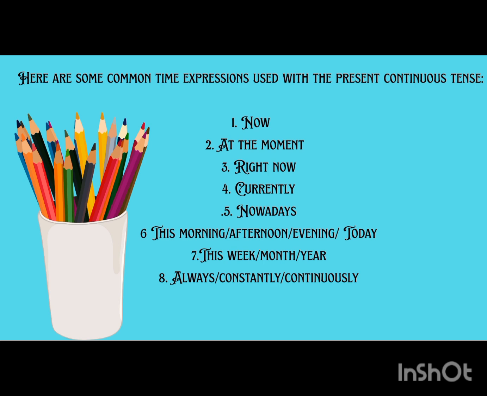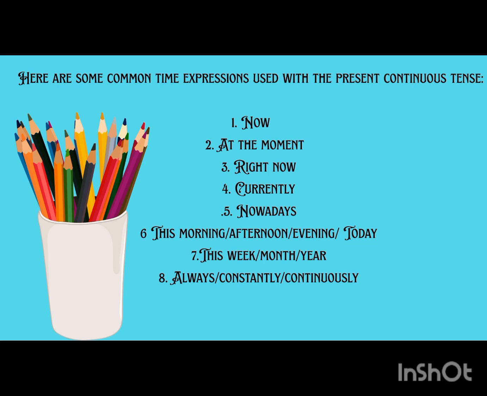Here, students, some common time expressions which are used in present continuous tense. For example, now, at the moment, right now, currently, nowadays, this morning, afternoon, evening, today, this week, month, year, always, constantly, continuously. These are all the keywords that are used in present continuous, and these are all the hints.